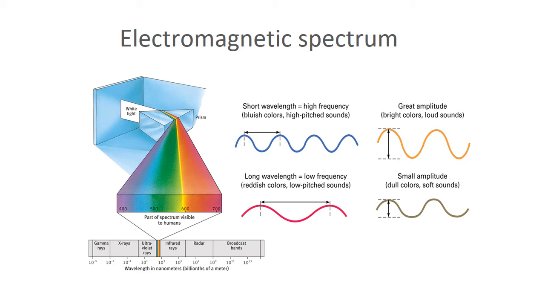The greenish looking wave that we see is saying that this is a small amplitude wave, meaning the distance from the peak to the trough is low, is a small distance, and this is associated with dull colors or soft sounds.